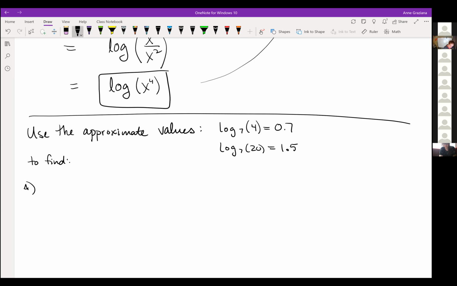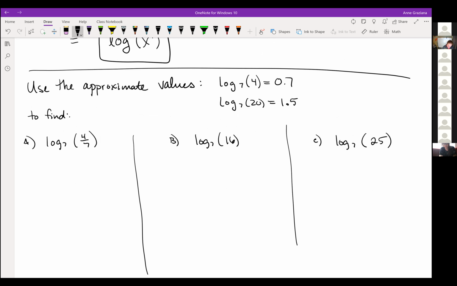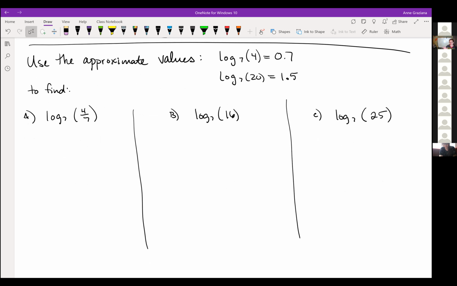Here's A. A is log base 7 of 4/7. B is log base 7 of 16. And C is log base 7 of 25. So 3 different possible things here. Okay, so let's just focus on A. I wrote it like this because I don't want to lose sight of what values I gave you. I had to scroll back and forth a lot in my last class. It was kind of annoying.